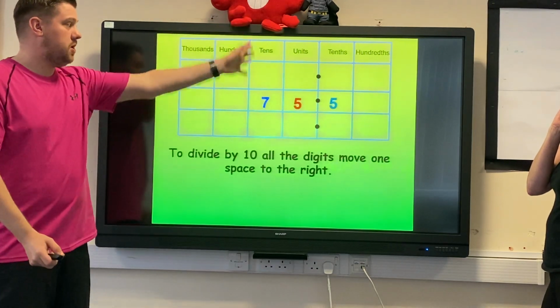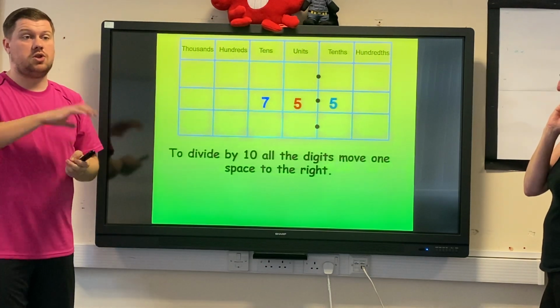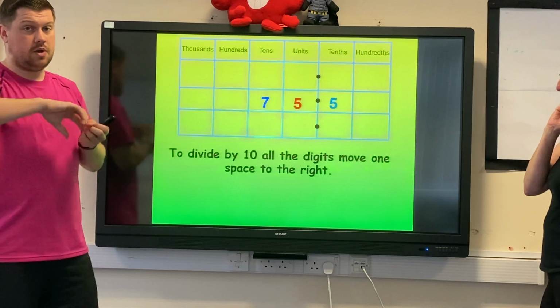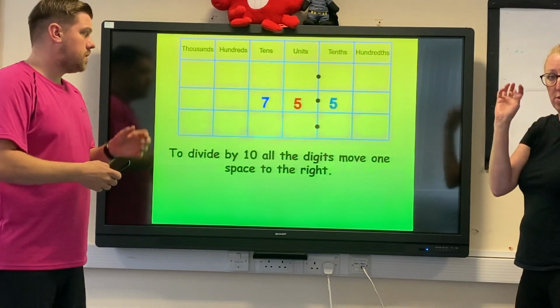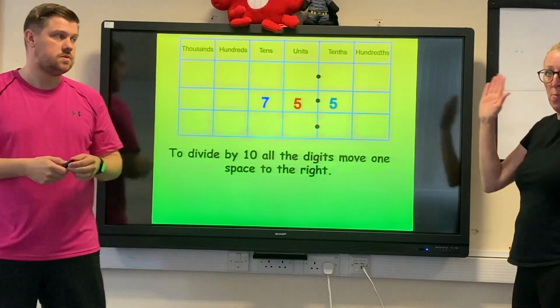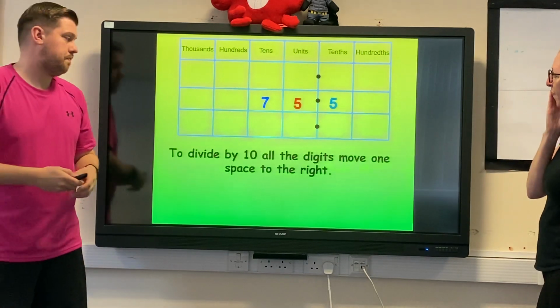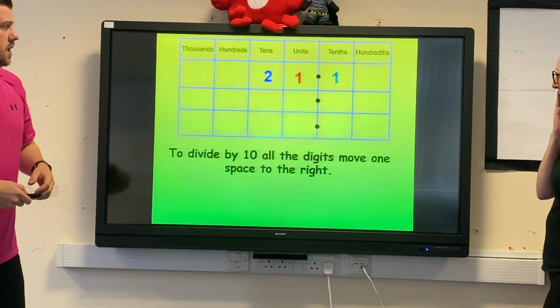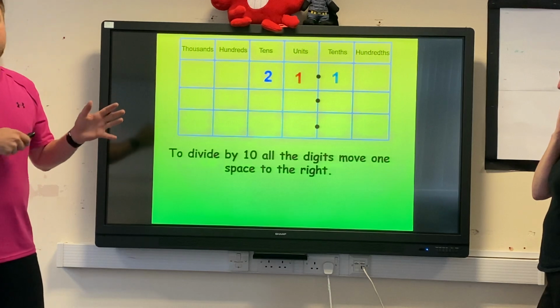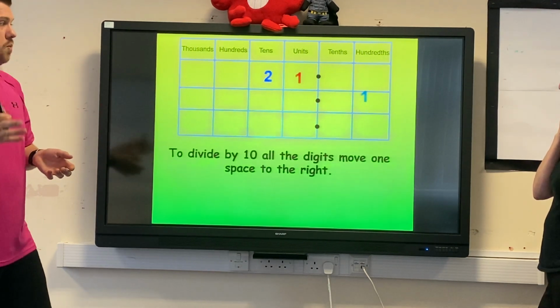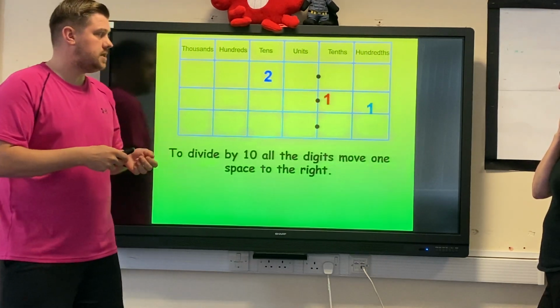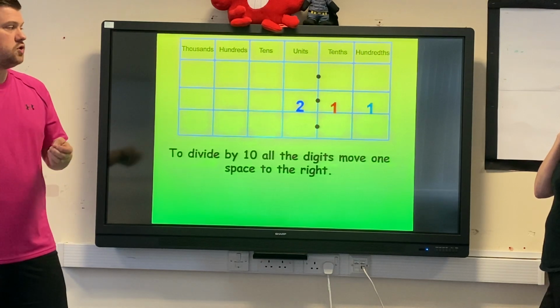Remember, the decimal point is not a place value, so it does not class as a jump. You go over it. You move the digits and the decimal point stays always where it is, the same. 21.1 divided by 10. Again, 1 jump to the right. So we finish off with 2.11.